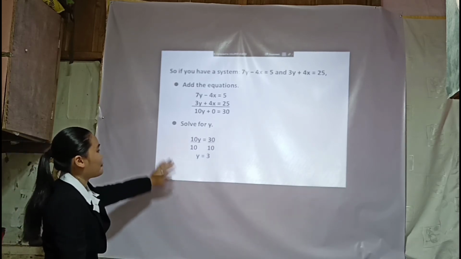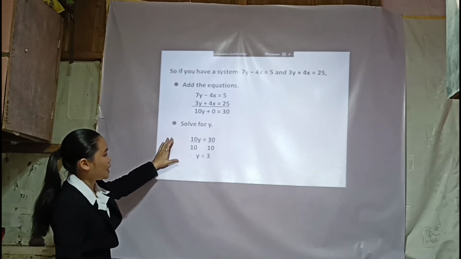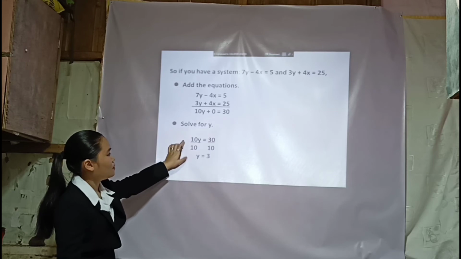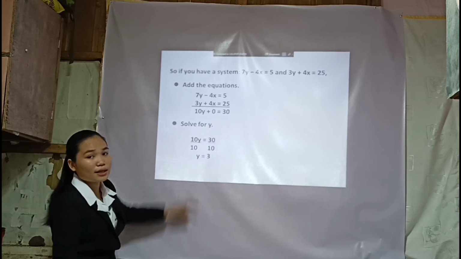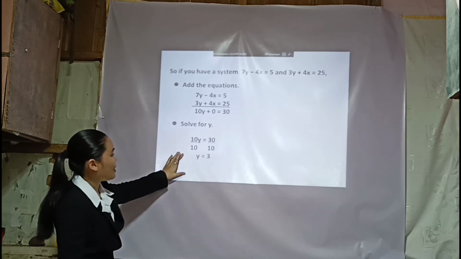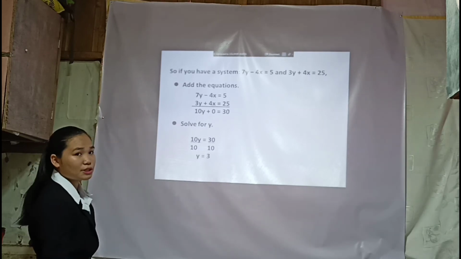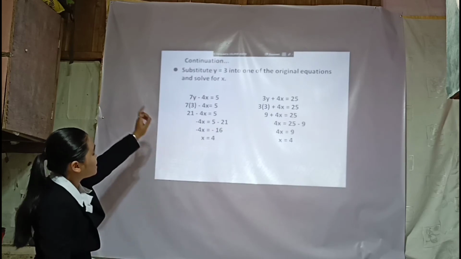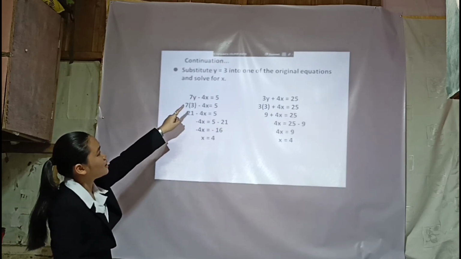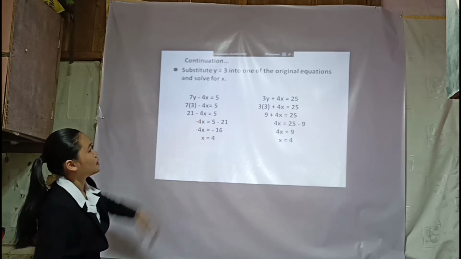So for the second step, solve for y. We will divide both sides by 10. So cancel. y equals 3 because 30 over 10 equals 3. So we have the value of y. So let's proceed to the next step. Substitute y equals 3 into one of the original equations and solve for x.